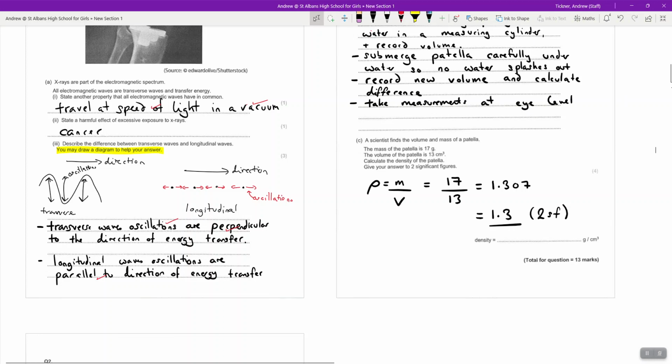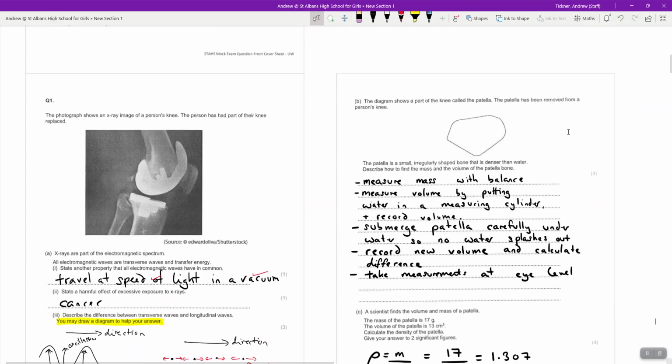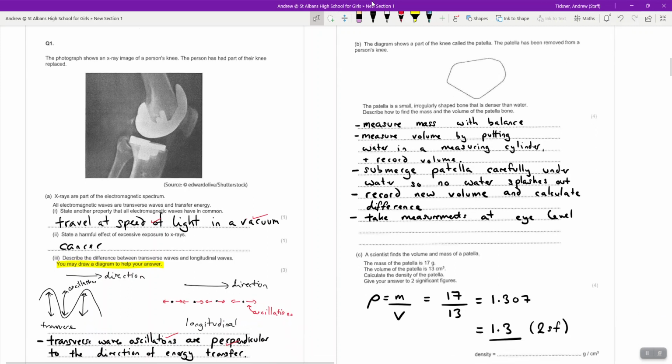Okay, then we have our second part, where the diagram shows part of the knee. This question is all about how to measure the mass and the volume of the bone. So the first marking point is for having the correct pieces of equipment. There's 1 marking point for saying what equipment you're using. We're going to use a balance to measure our mass, and we're going to use a measuring cylinder to get our volume. Those 2 together, that's 1 mark.